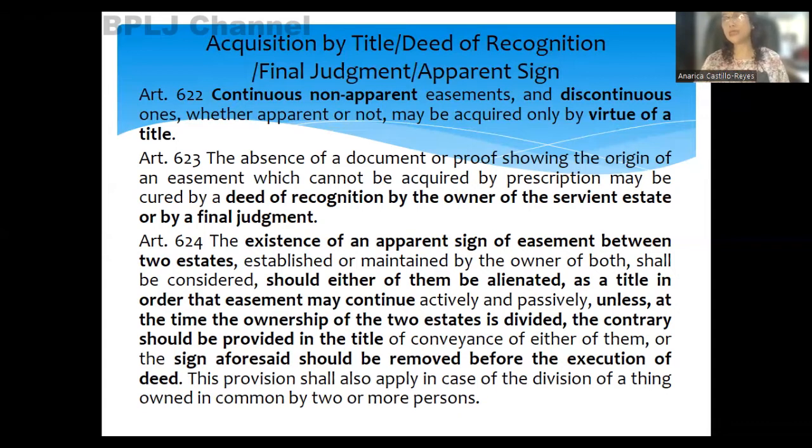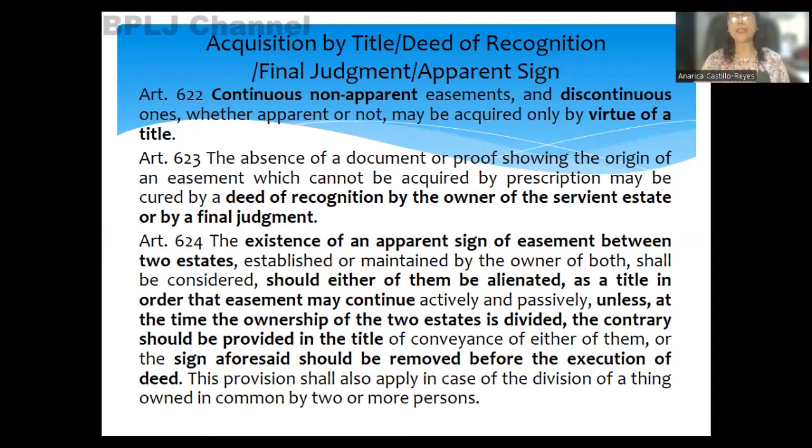So even if there is no title to the easement acquired through contract, donation or succession, if the final judgment of the court pronounces that the easement exists, then it is also an acquisition of the easement, a mode of acquiring the easement. Also, under Article 624, there is an implied recognition of the easement.